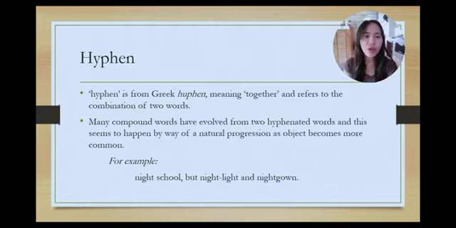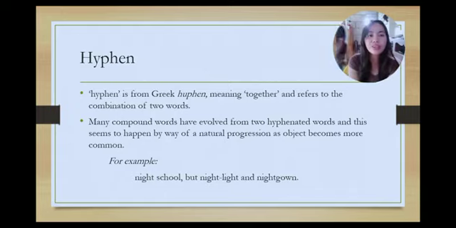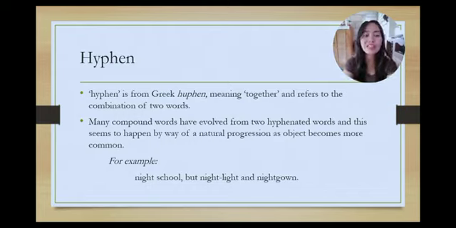Hyphen is from the Greek hyphen, meaning together, and refers to the combination of two words. Many compound words have evolved from two hyphenated words, and this seems to happen by way of a natural progression as an object becomes more common. For example, night school, but night-light and night-gown.